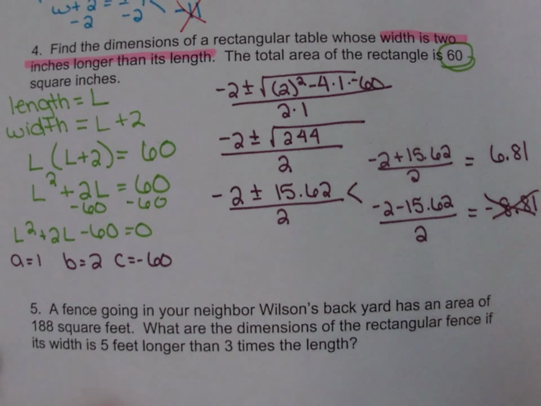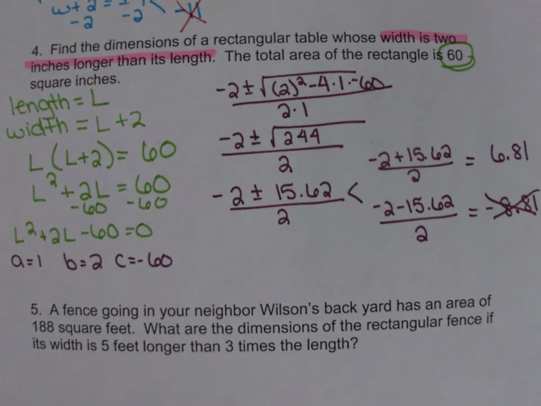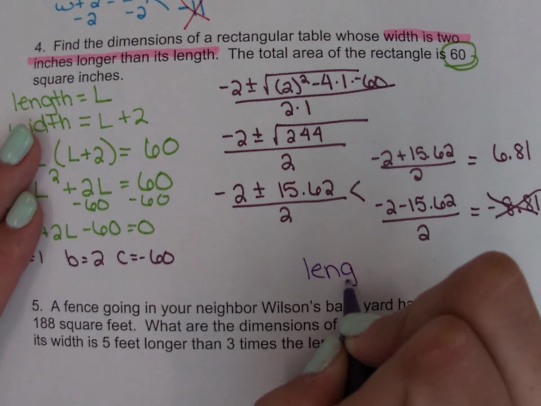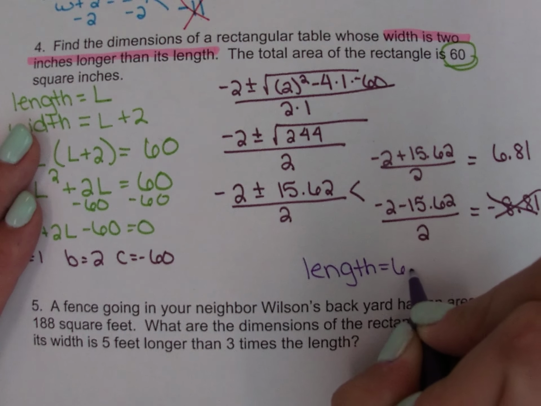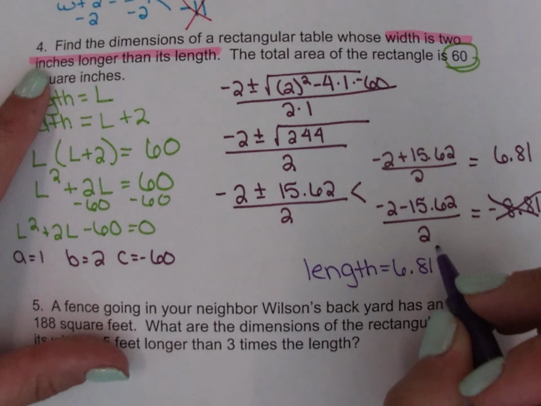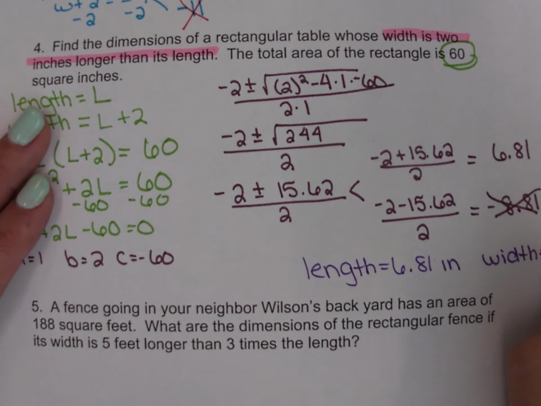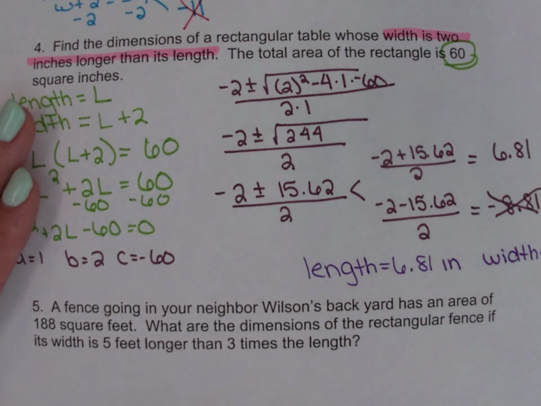A negative measurement does not make sense. We would not label a measurement as negative. So when we go for our final answer here, right, our 6.81 is our L. That's what we defined first. So our length is 6.81 inches. Our width is 2 more than that, so 8.81 inches. I'm going to squeeze that in.